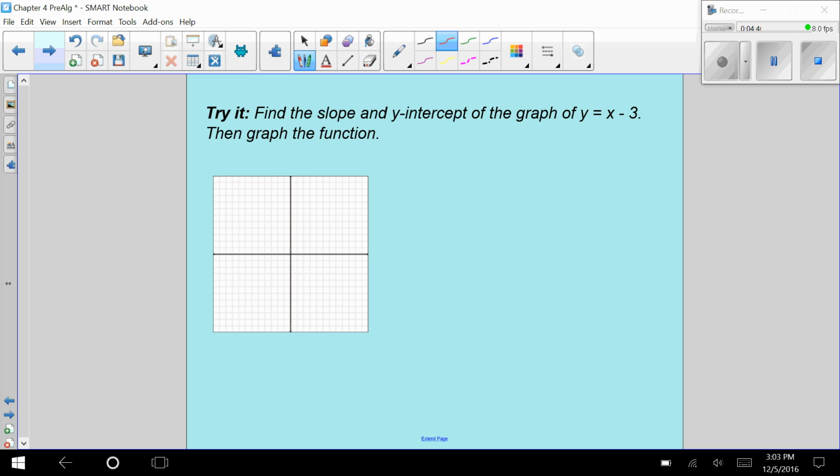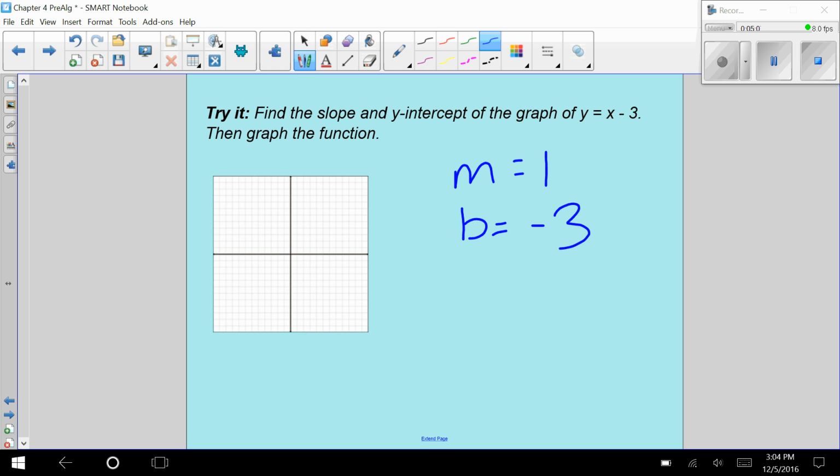All right, now it's your turn to try it. Find the slope and y-intercept of the graph of y equals x minus 3, and then graph the function. All right, our slope. Remember, anytime there's not a number, there's an invisible 1, so our slope is 1. Our y-intercept. Remember, if it's a minus, that stays with our y-intercept, so it's -3.